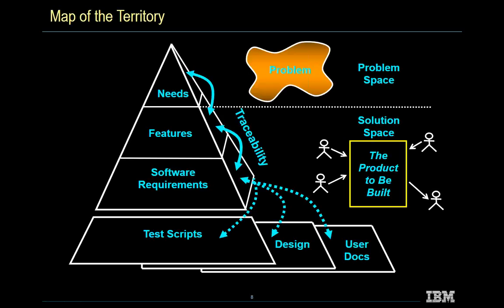Okay, so let's continue with our conversation on this slide. Map of territory. The problem space and the solution space. In the problem space, we identify business requirements. In the solution space, we see what different features we require.